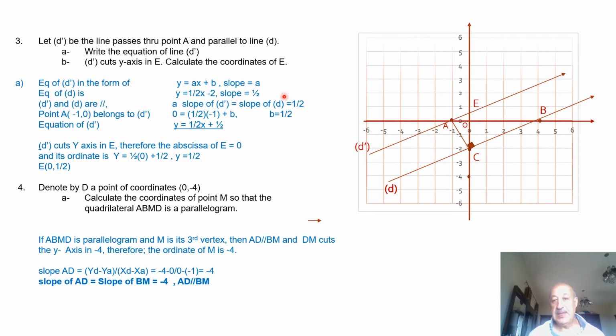Now, D prime, it's telling me, cuts the y-axis in E. So this is point E here. Calculate the coordinates of point E. So how to find the coordinates of point E?